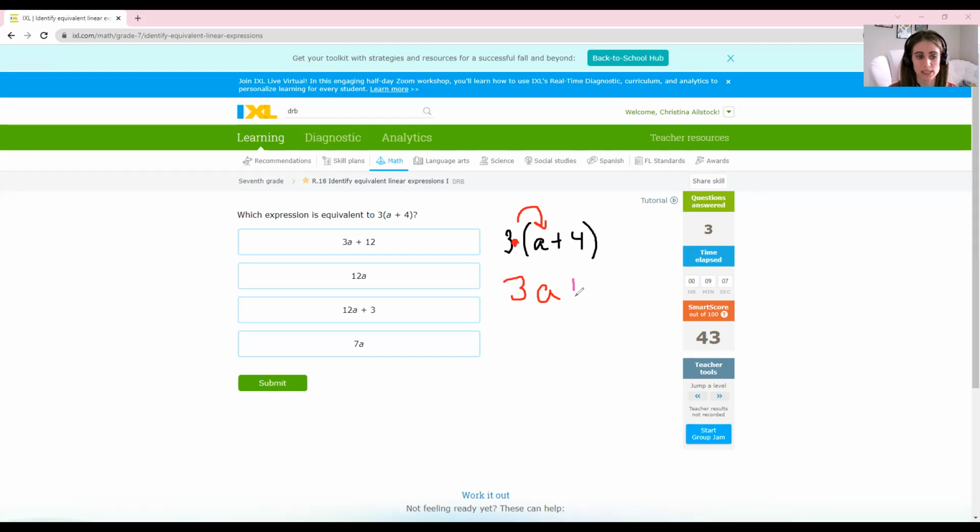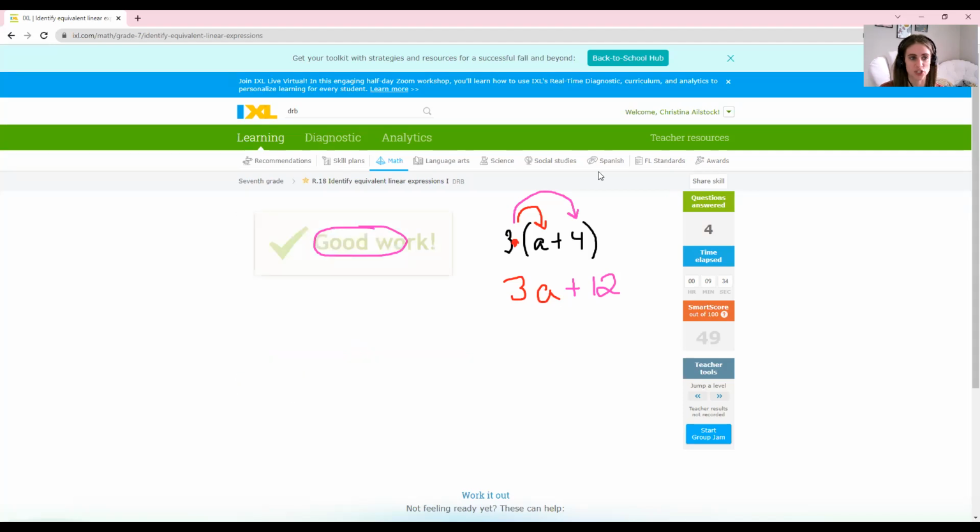Then we're going to bring our plus sign down and multiply 3 times 4, because you have to multiply it by everything. 3 times 4 is 12. Can we do anything else? Hopefully you said no, because these are not like terms. The 3 has the variable a, the 12 does not. So because they're not like terms, that is simplified. That is all we can do. And looky there, we do have an answer that matches.